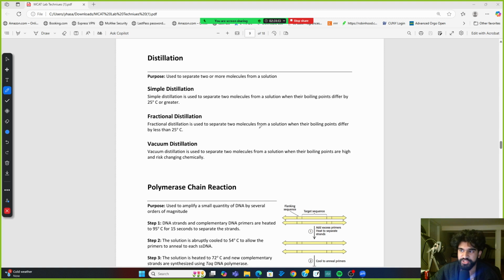And vacuum distillation. You want to speed up any boiling point of anything? Put it in a vacuum. Suck the pressure out of the chamber in order for something to boil quicker. Why? All right.